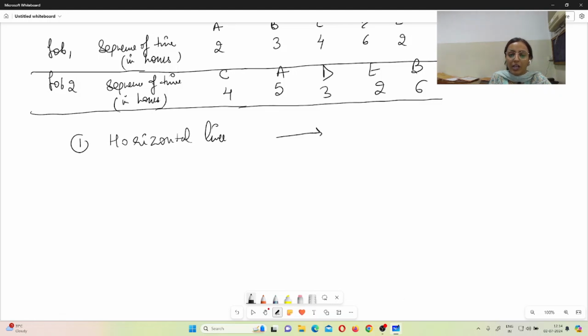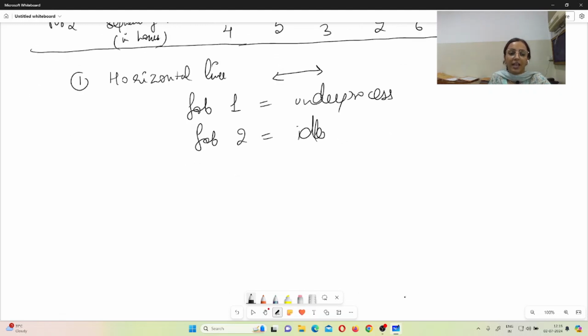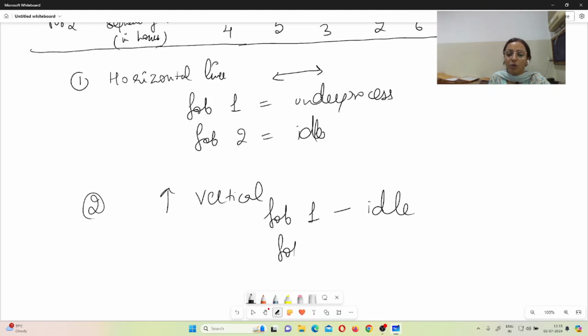If there is a horizontal line, then this line indicates that job one is under process, right? You have to remember this. And job 2 is idle, right? The job 2 is idle. But once there is the next type of line, which type of line now? The vertical. When you have a vertical line, it indicates that job 1 is idle in that scenario and job 2 in that scenario will be under process, right?